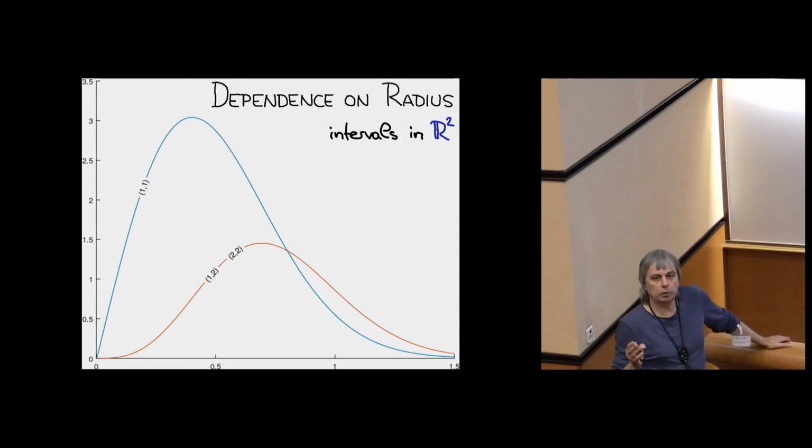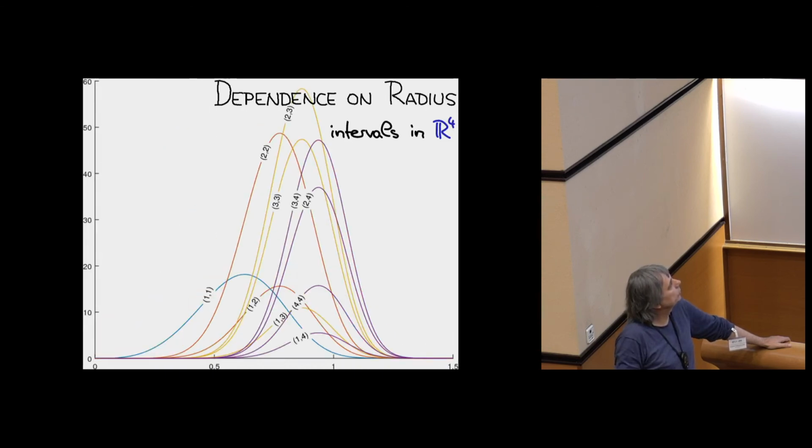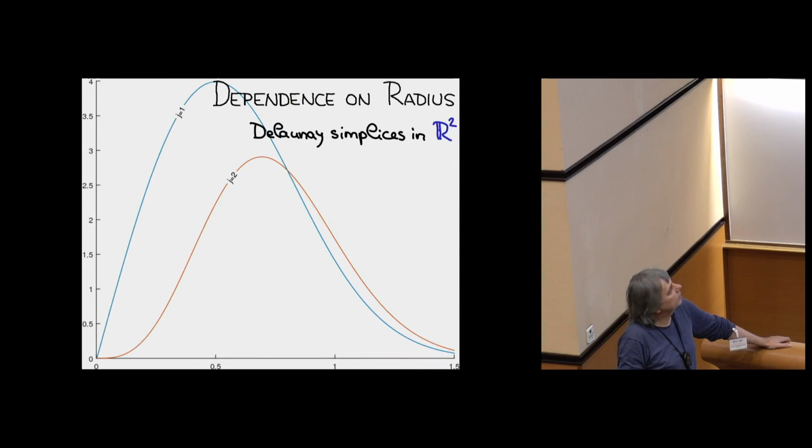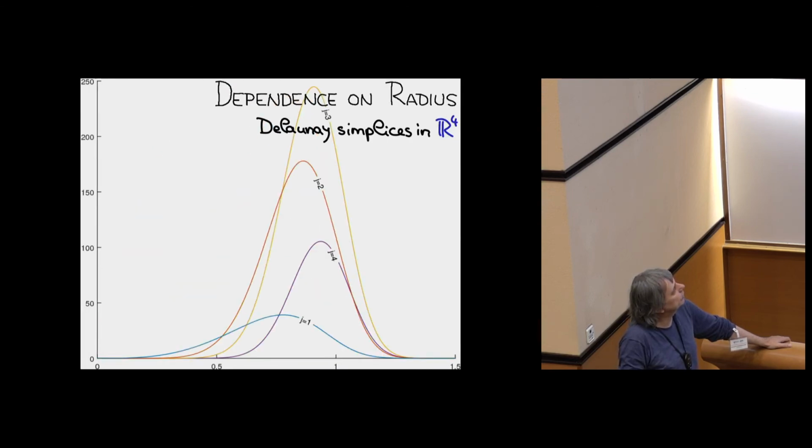But we also know the distribution if you increase the radius. So here, the horizontal axis is the radius, and the vertical axis is the number of intervals of type 1, 1, 1, 2, and 2, 2 in 2 dimensions, 3 dimensions, 4 dimensions. Simplified to the Delaunay simplices, 2 dimensions, 3 dimensions, 4 dimensions.